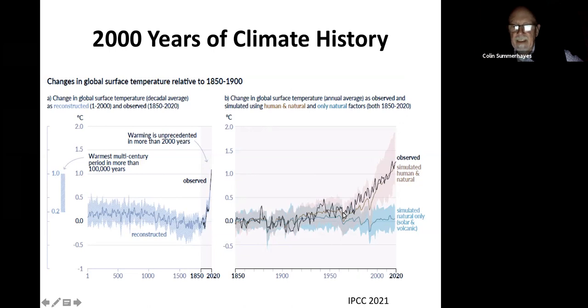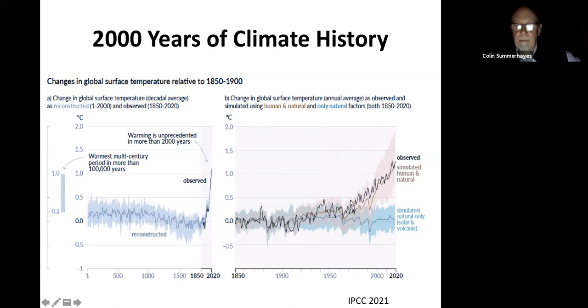We do the modeling now, we add in the carbon dioxide and methane and other gases like nitrous oxide, and that gives us the red line that runs through with the black data. So the total observed signal, the black line, represents the simulated human and natural change that we should expect, and that ties in very well with what we've actually observed.